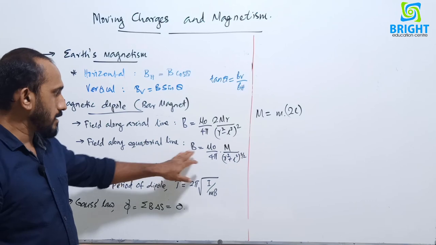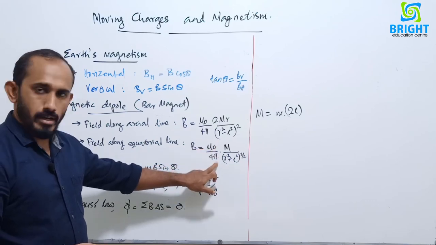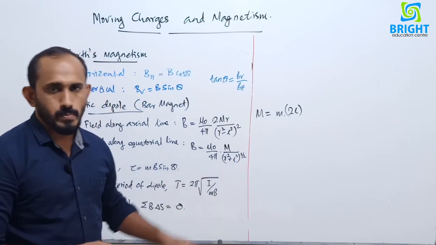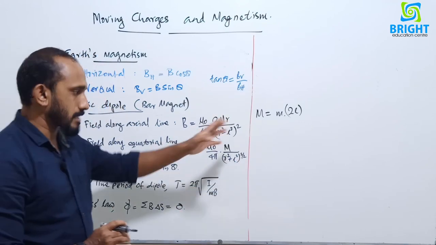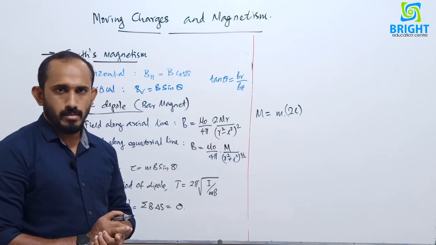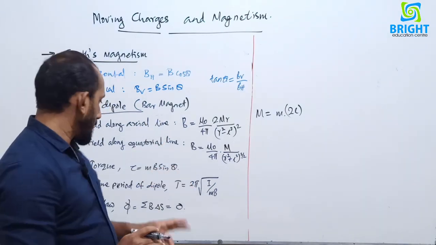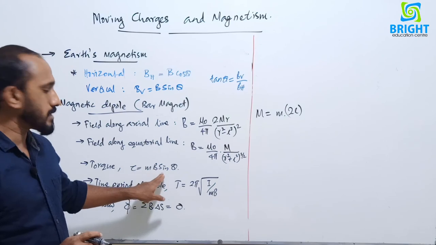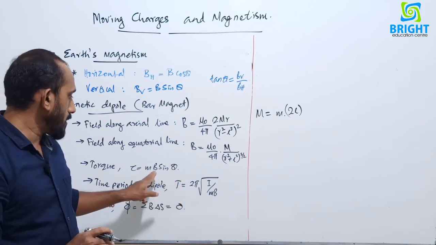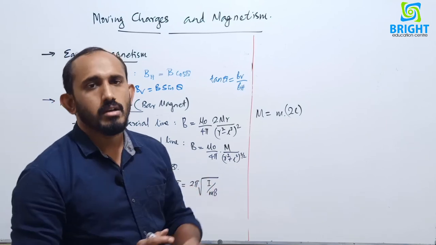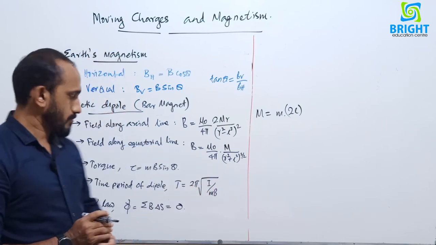Along the equatorial line, B is equal to mu 0 by 4 pi into m by (r squared plus l squared) whole power 3 by 2. M is the magnetic dipole moment itself. And if you keep this in an external magnetic field, then torque tau is equal to mB sin theta, magnetic moment into B into sin theta, where theta is the angle between them. It looks similar to the electric case also.